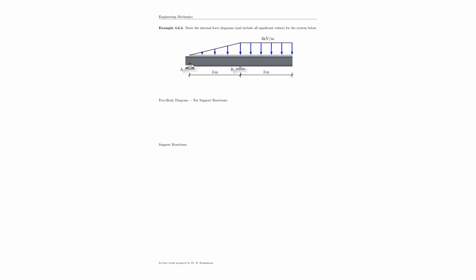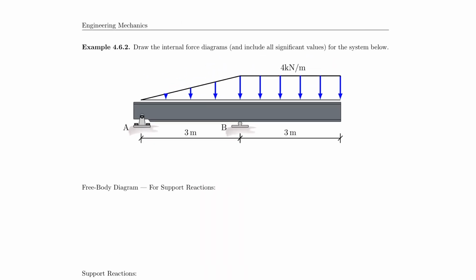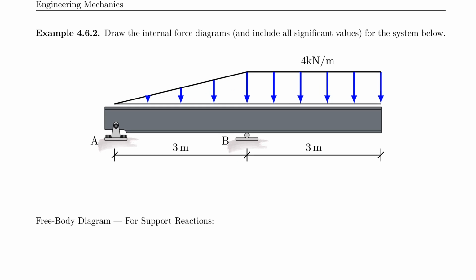All right, so here we have our next problem, for which we once again are asked to draw the internal force diagrams. So we have to do that and include all the significant values. This now is a system that has a pin on the left side, a roller in the middle, and then an overhang or a cantilever, which is loaded with an evenly distributed force of 4 kilonewton per meter. And then here we have a sloped distributed force, or a linear distributed force, which is non-evenly distributed and is acting from x equals 0 to x equals 3 meters.